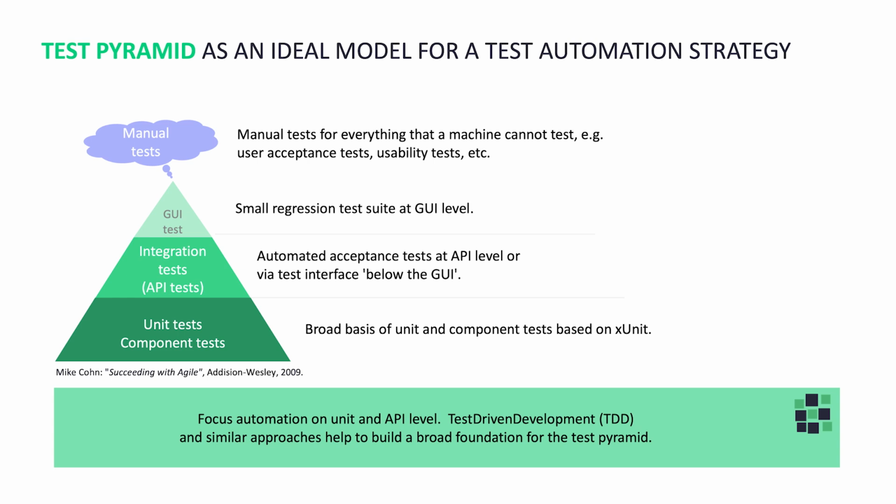Above the automated tests, there are always manual tests that cover everything that cannot be tested by machine. This includes, for example, acceptance tests by the end user, usability tests, or cross-system tests. In summary, the test pyramid shows that the focus of test automation should be on the unit and API level. Test-driven development and other approaches for development accompanying tests help to generate the required broad basis of unit tests and at the same time support the development process.